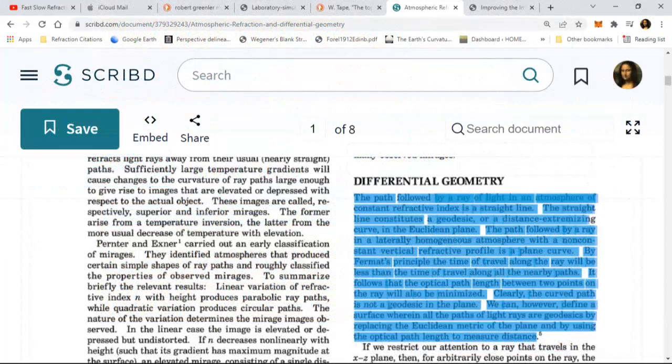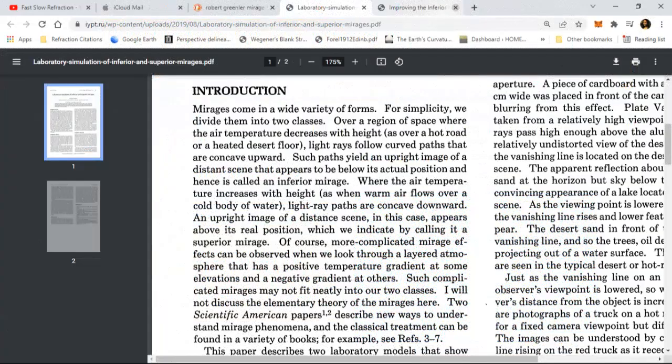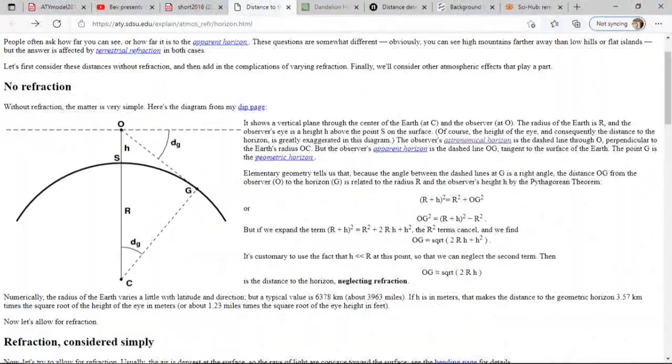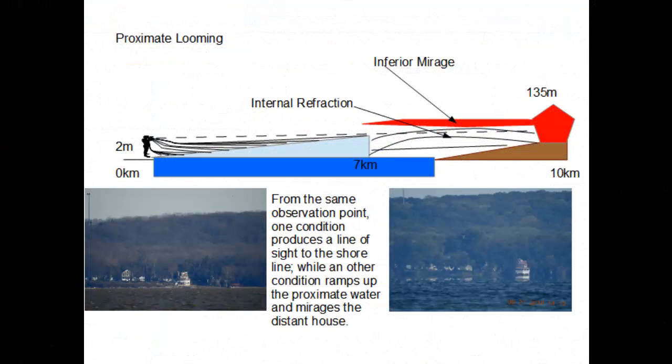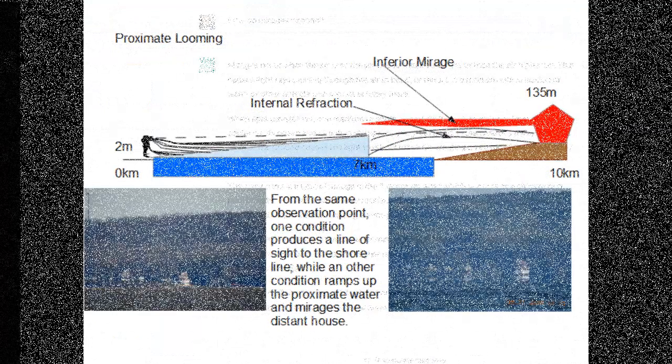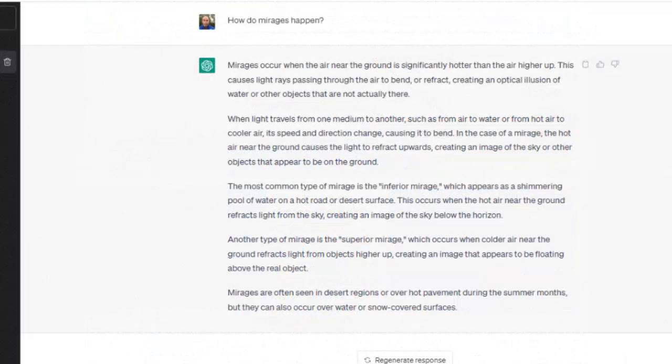When light travels from one medium to another, such as from air to water, or from hot air to cooler air, its speed and directions change, causing it to bend. In the case of a mirage, the hot air near the ground causes the light to refract upward, creating an image of the sky or other objects that appear to be on the ground. The most common type of mirage is the inferior mirage, which appears as a shimmering pool of water on a hot road or desert surface. This occurs when the hot air near the ground refracts light from the sky, creating an image of the sky below the horizon.